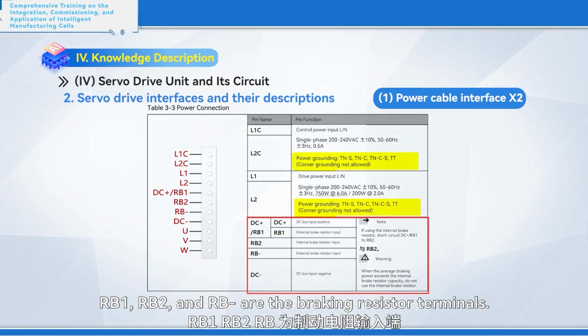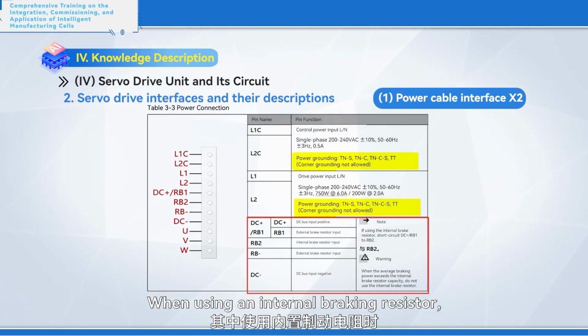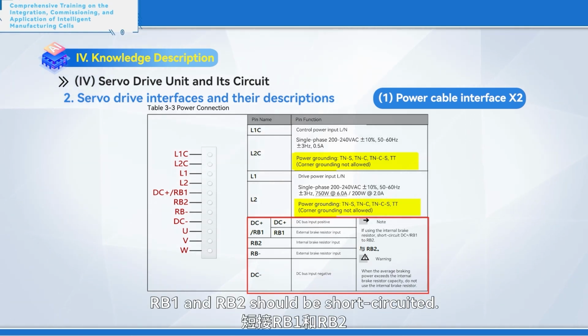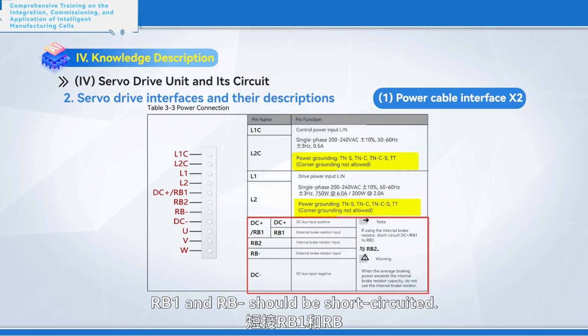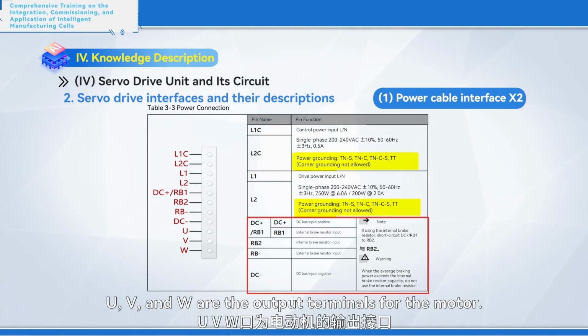RB1, RB2, and RB minus are the braking resistor terminals. When using an internal braking resistor, RB1 and RB2 should be short-circuited. When using an external braking resistor, RB1 and RB minus should be short-circuited. U, V, and W are the output terminals for the motor.